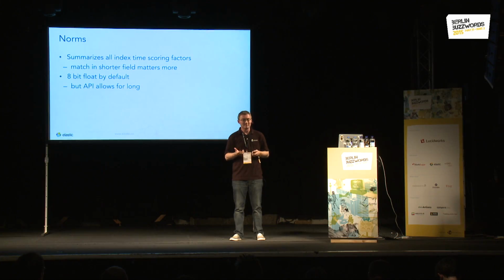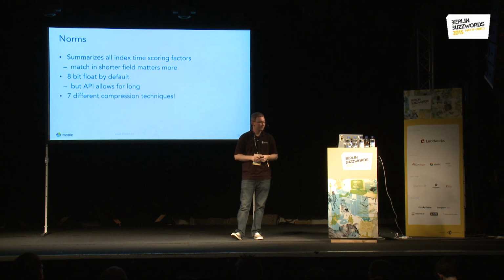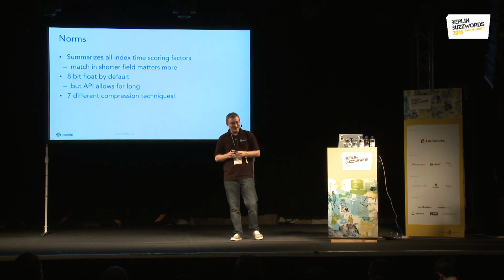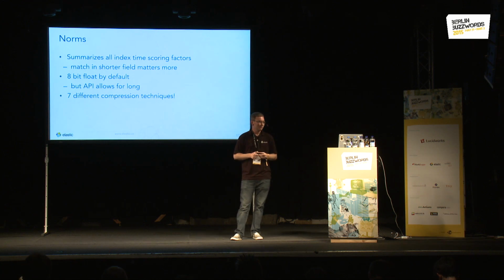And so we're actually going to truncate this value, essentially. It's lossy, but it doesn't matter. It's only these big differences that matter. However, the API does allow for longs, so the encoding has to support that. This is more for IR researchers and stuff like that, but by default, we use an 8-bit float. And norms right now actually have 7 different techniques. I'm going to talk about most of them.